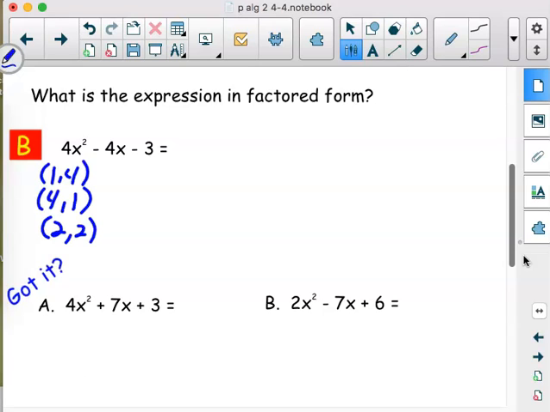Negative 3 and 1. Anything else we should use? Negative 1 and 3. Yeah, because the sign could change. Do we have any other alternatives if we're just looking at integers? That's it for the list, right?